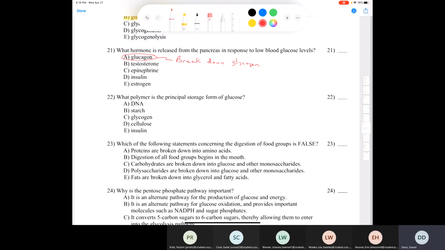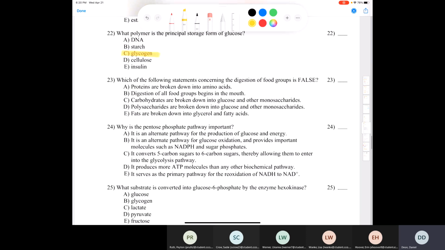22, what polymer is the principal storage form of glucose? Well, we already covered this in the last question. It's glycogen. This is where we store glucose in our muscles and in the liver. And we talked about what the structure of glycogen is. We have alpha linked or alpha 1,4 linked glucose molecules. They have 1,6 branches, and the branches are frequent and short. And we covered the difference between glycogen and amylopectin. What else? Question 23, it says, which of the following statements concerning the digestion of food groups is false?